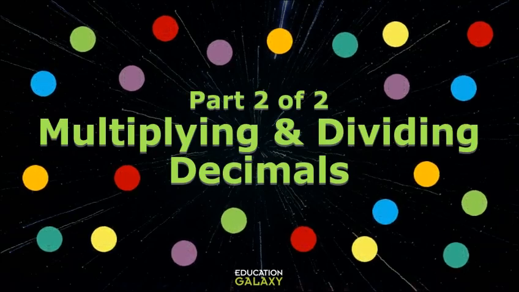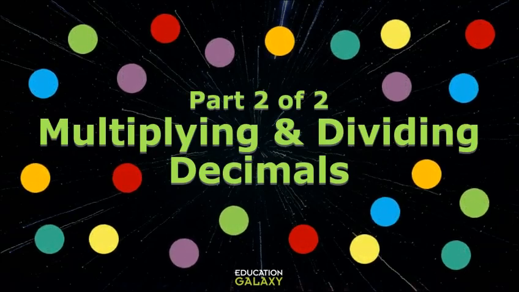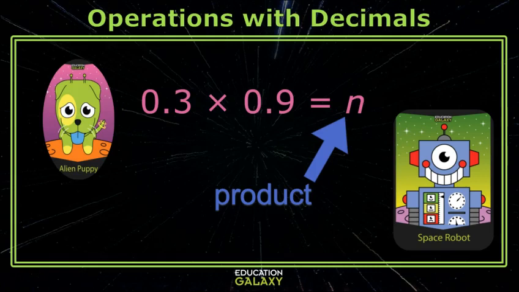We get to multiply and divide decimals. Hey, Space Robot, can you show us how to multiply decimals? Beep, beep. Yes, I can. Remember, the answer when you multiply is called the product. Let's look at a model.